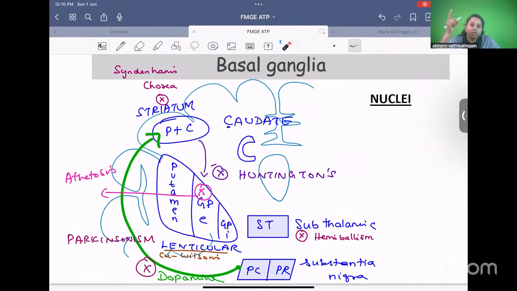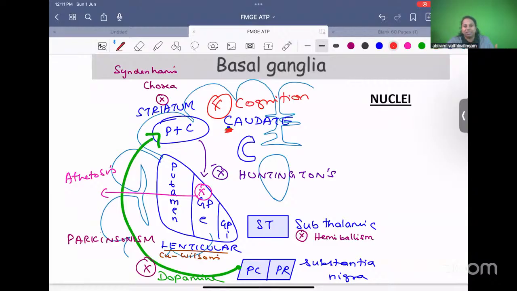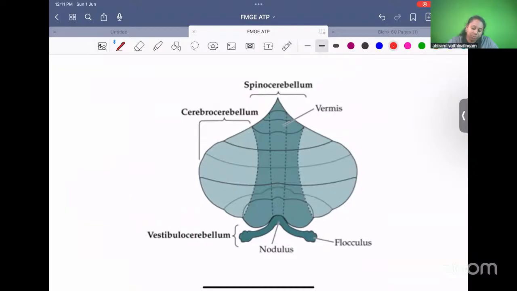There's one disorder not related to movement, but cognition will be affected. C for caudate, C for cognition. So when there's any damage to caudate, cognition disorder. Cognition means the patient is not able to understand; intelligence, learning, all this will be affected. So these are all the disorders related to basal ganglia.